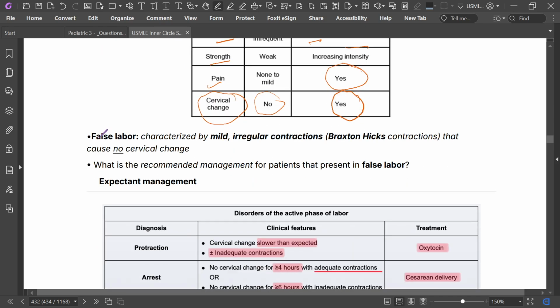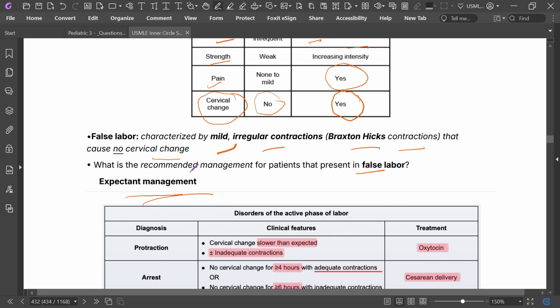Now, false labor is characterized by mild irregular contractions, Braxton Hicks contractions, that cause no cervical changes. What is the recommended management for patients that present with false labor? Expectant management.